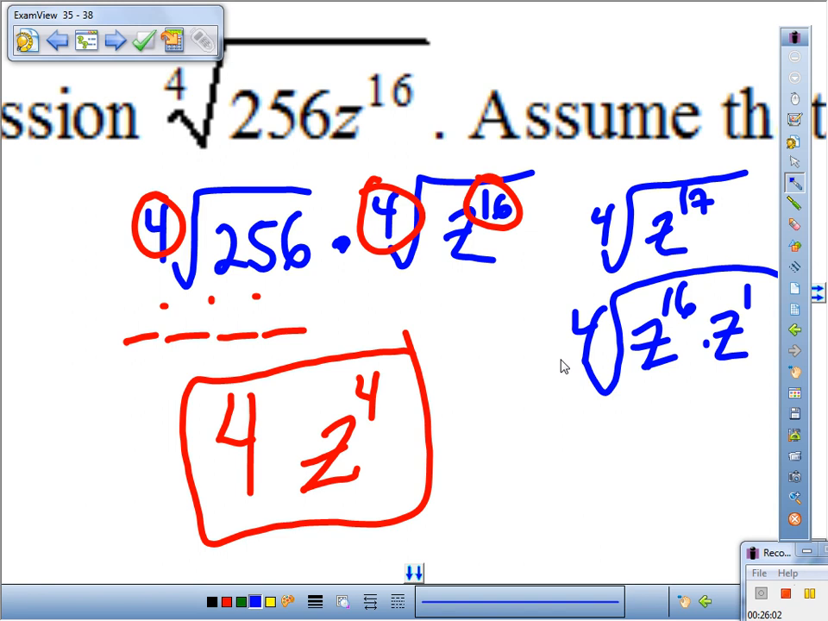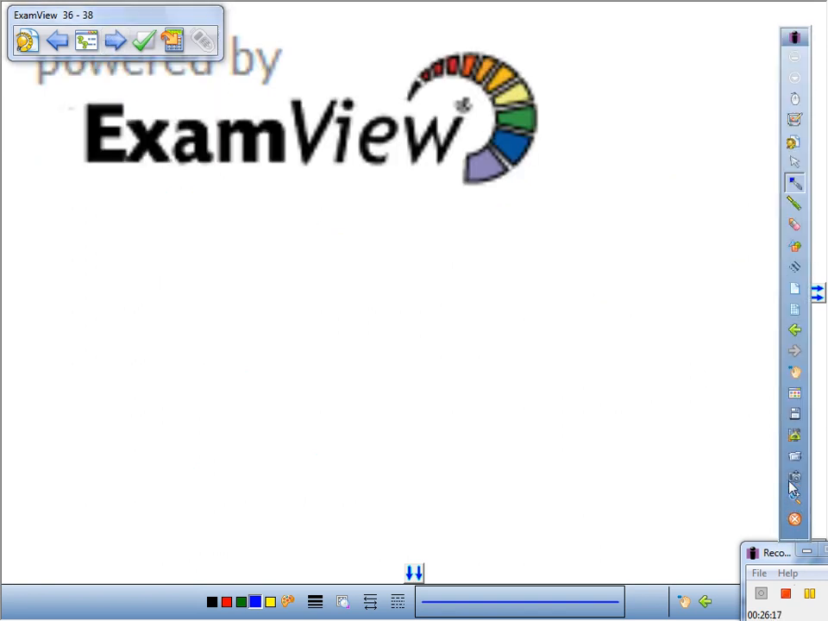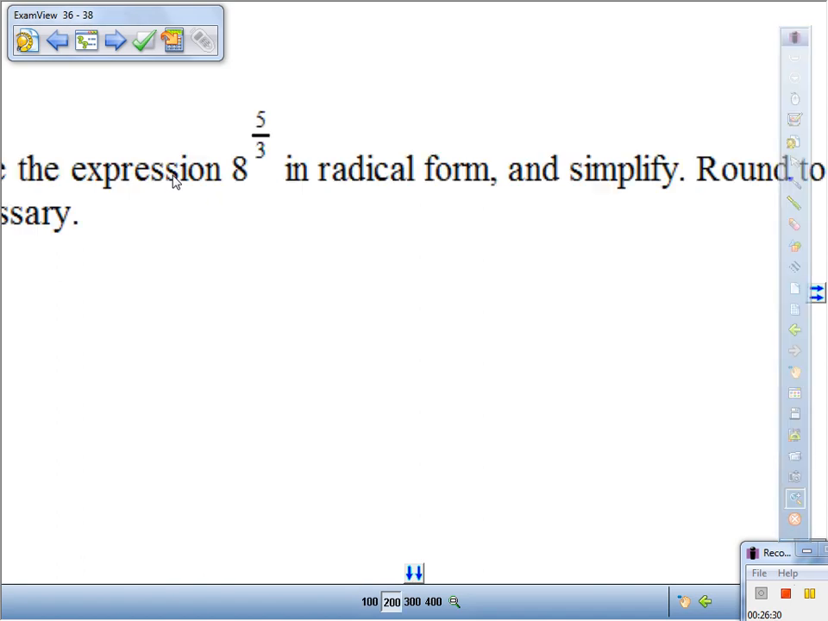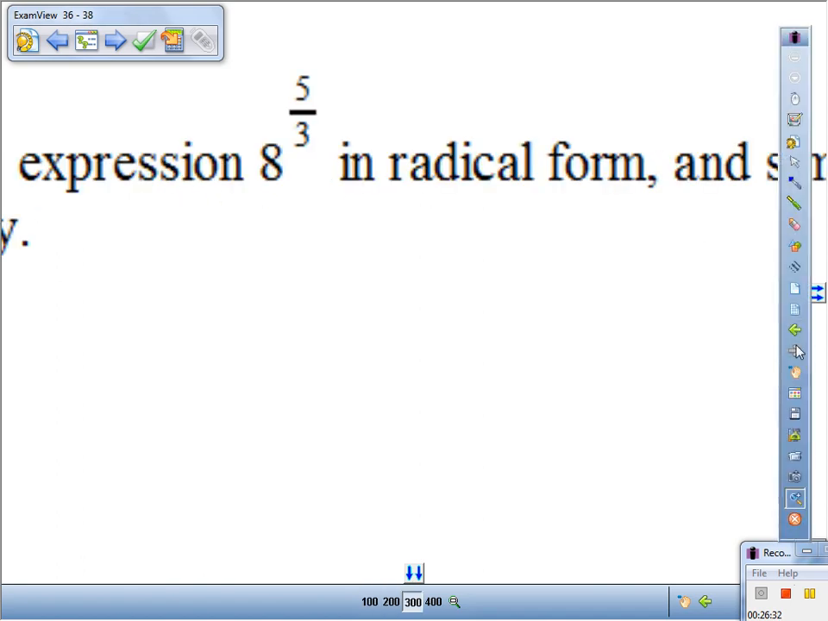Let's go to number 36. Let me zoom out. It says, write the expression 8 to the 5/3 power in radical form and simplify. Round to the nearest whole number if necessary. So I'm going to zoom in. I'm going to write that here again, just so that I have it here.